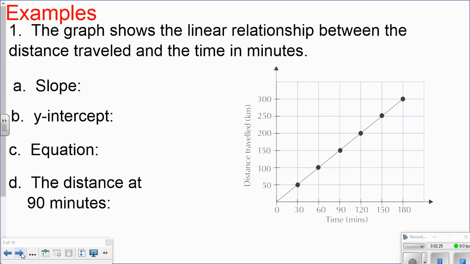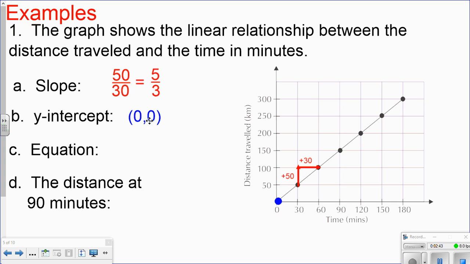So an example, the graph shows the linear relationship between the distance traveled and the time in minutes. So to write the equation, we're going to have to find the slope. So we pick 2 points, how much up, how much over. So 50 over 30 simplifies to 5/3.